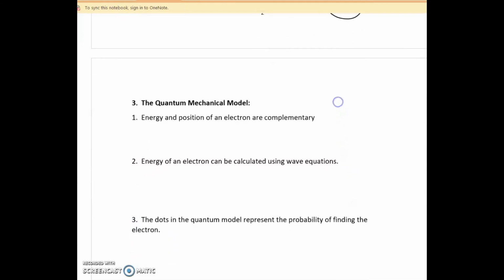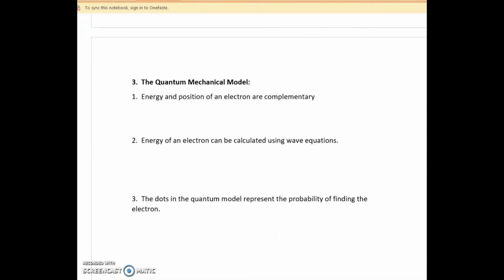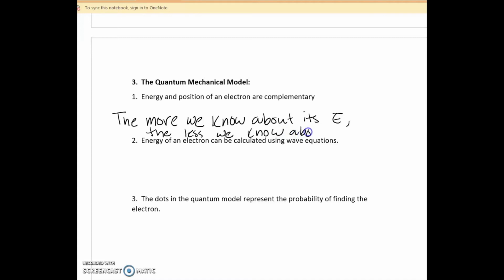Now we're going to go towards the quantum mechanical model, and we're going to review a few things first. Like we saw with velocity and position, the same is going to be true about energy and position for our quantum mechanical model. Those are complementary for an electron. The more we know about its energy, the less we know about its position.